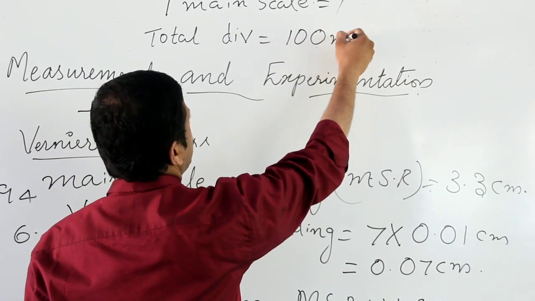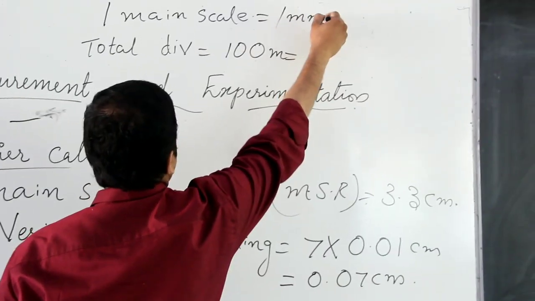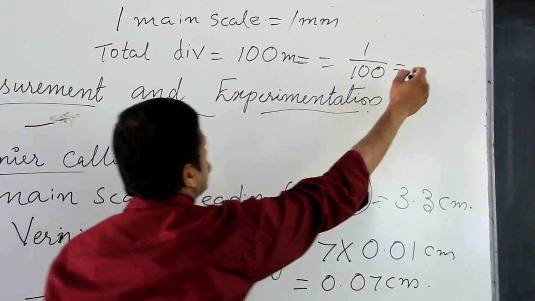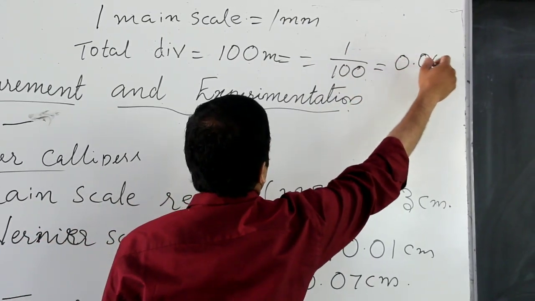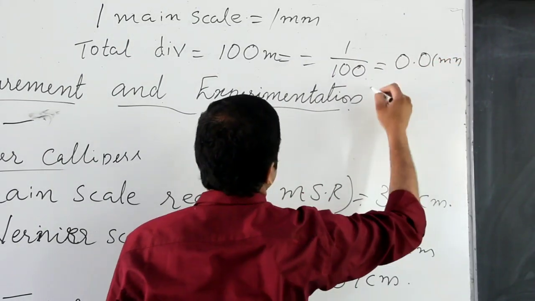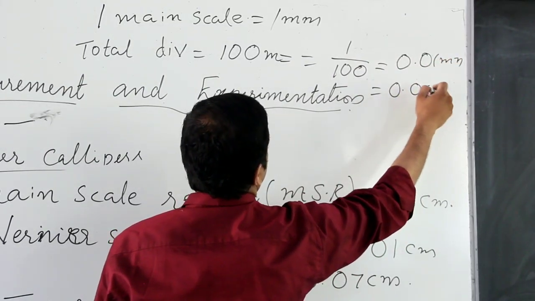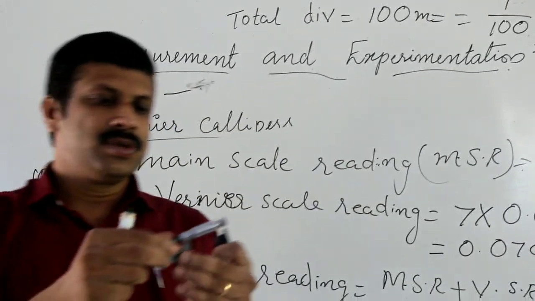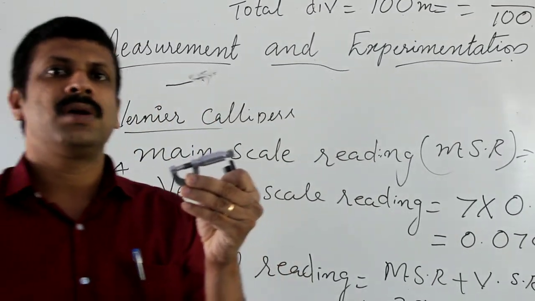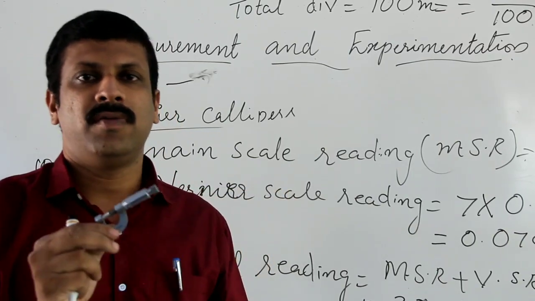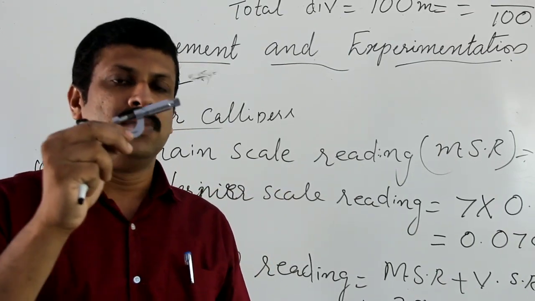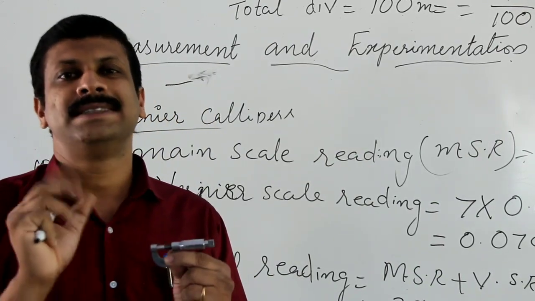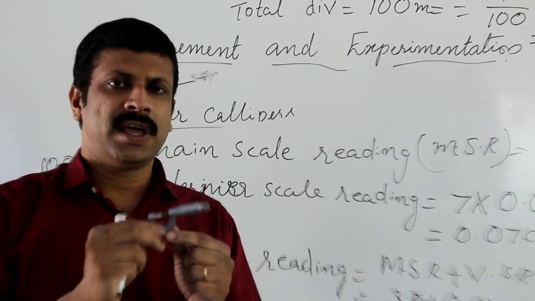That is given in millimeters, and this is also given in millimeters. So 1 divided by 100 is equal to 0.01 millimeters, which is equal to 0.001 centimeters. So the screw gauge is more accurate for measurement compared to the vernier calipers.